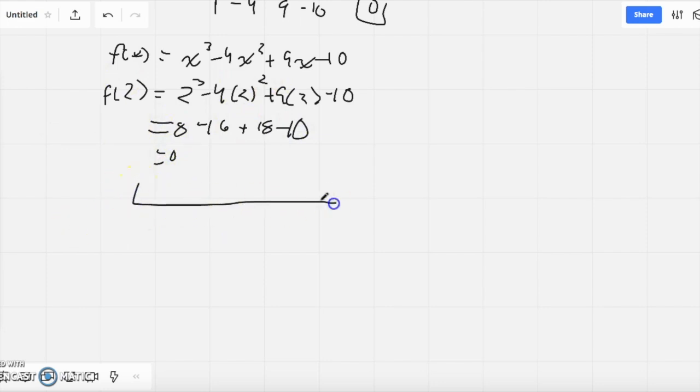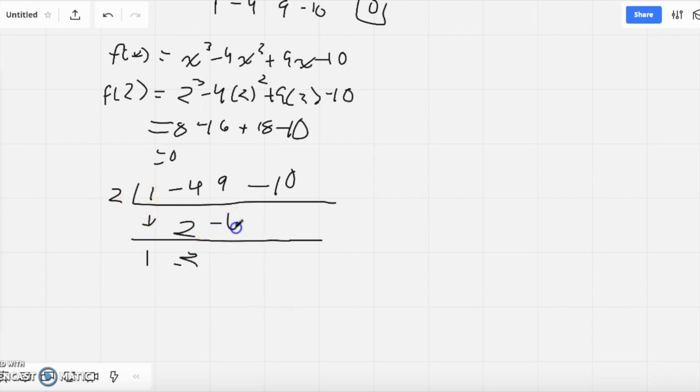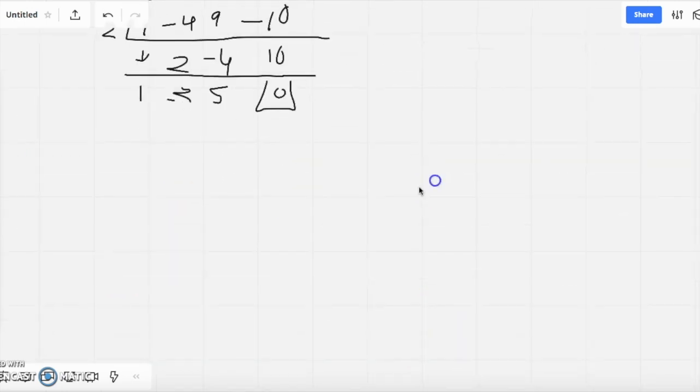So then we would do our synthetic division again to simplify it even further. So 2, then 1, negative 4, 9, and negative 10. Draw the line, drop the 1, 1 times 2 is 2. Add those together, negative 2. Negative 2 times 2 would be negative 4. Add those together, 5. Then finally 5 times 2 is 10, and that equals 0. So then this is our final equation that we need after it's simplified.